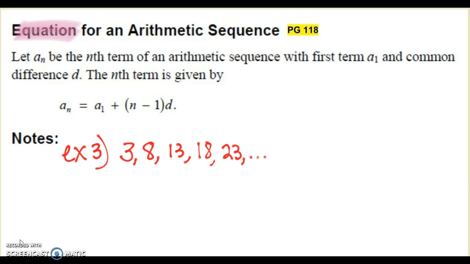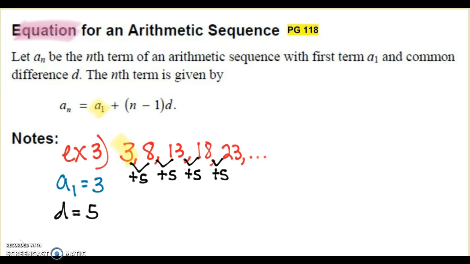All of those things that we have in our example number 3 here, I know the value of the first term, and that's 3. So let's go ahead and write that down. We know that a sub 1 is equal to 3. And then we can pretty easily find the common difference. So if I'm going from 3 to 8, I know that that's increasing by 5. If I'm going from 8 to 13, that is increasing by 5. From 13 to 18, that's increasing by 5. And from 18 to 23, that's also increasing by 5. So I know that my common difference is equal to 5.